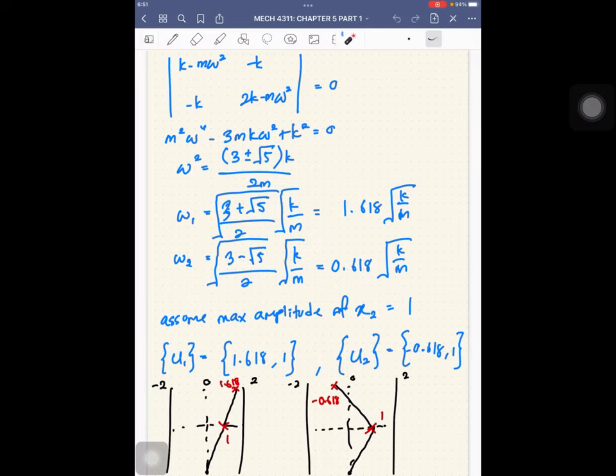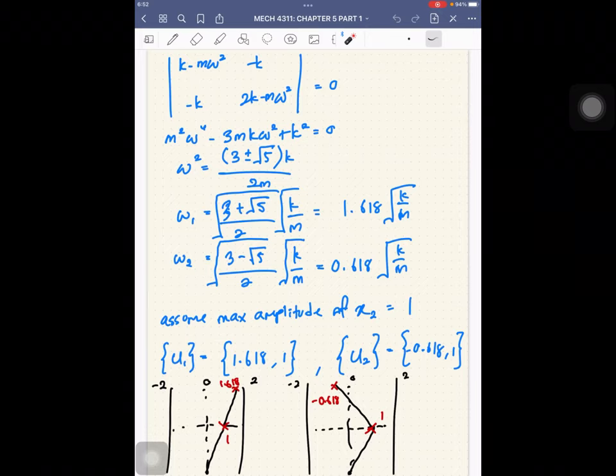So if you can see here, we have plus and minus. We separate that, and one is plus, another one is minus. Basically the sequence is this plus is the first mode and then minus is the second mode. Okay, so when we do the first mode, we get 1.618. Second mode is 0.618. Now we assume that the max amplitude of x2 is 1, and remember x2 is in the middle, right?